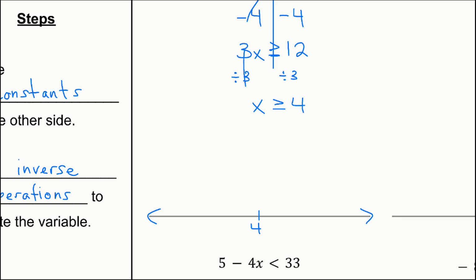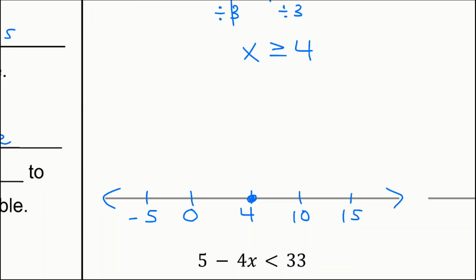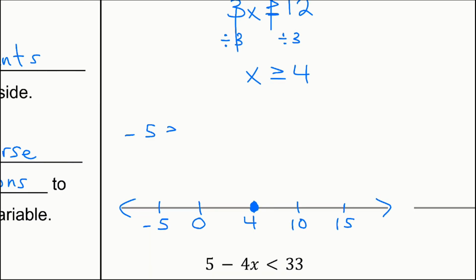4 is where my solution's at. Maybe 10, 15, 0, negative 5. Okay. Since my solution is greater than or equal to 4, we use a closed dot. And then if I pick 2 of these numbers and substitute them in, which one is true? 15 is greater than or equal to 4. So we'll shade in the direction of 15.